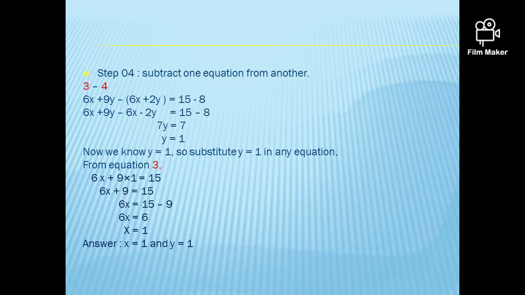Now we know that the answer for y is 1. Then you can substitute y equals 1 in any of the equations. I have substituted in equation number 3. Equation number 3 was 6x plus 9y equals 15. There, instead of y, I am replacing 1. Then it will turn into 6x plus 9 into 1 equals 15. After simplifying, you obtain the answer x equals 1. Therefore, the answer for this simultaneous equation is x equals 1 and y equals 1. Hopefully, you understood how to use this technique to get the solutions of a simultaneous equation.